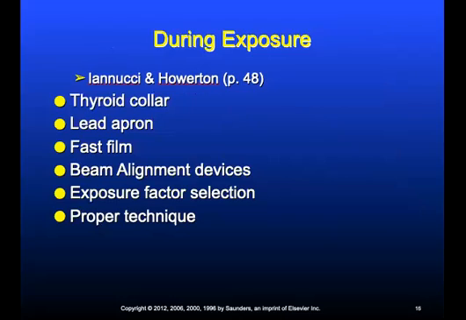Okay, so during exposure, you're going to want to use things that help reduce the amount of radiation received by the patient. These are the thyroid collar, the lead apron, a fast F-type film, a beam alignment device, if that's what helps you take a more accurate image, the correct exposure factor selection, and the correct technique. Proper selection of the exposure factor and a good technique further protect the patient from excess radiation exposure.